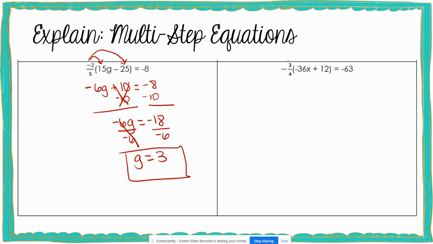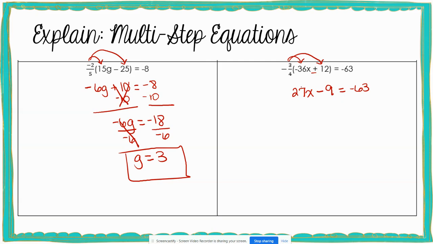On this equation, I see that I need to distribute my negative 3/4 first. So negative 3/4 times negative 36x. Well, that is going to give me positive 27x. Then negative 3/4 times positive 12 is going to give me -9, so I'm going to write -9. And all of this equals -63.